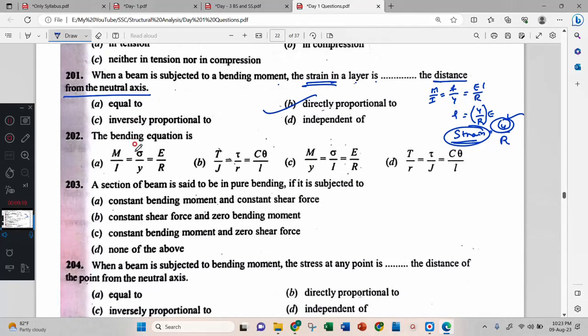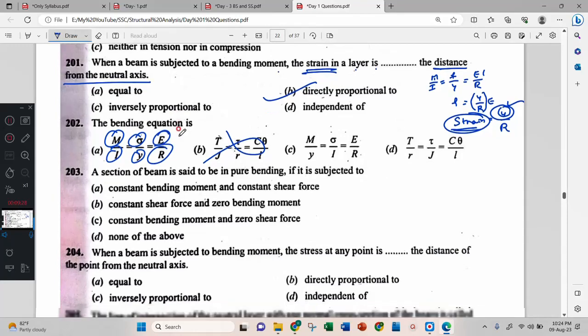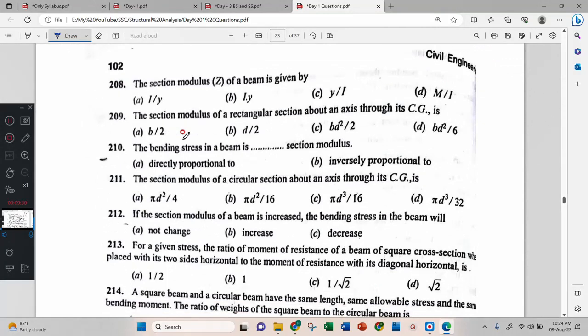Next, the bending moment equation: M by I, f by y, E by R, that you can remember. Next, jump, come here.